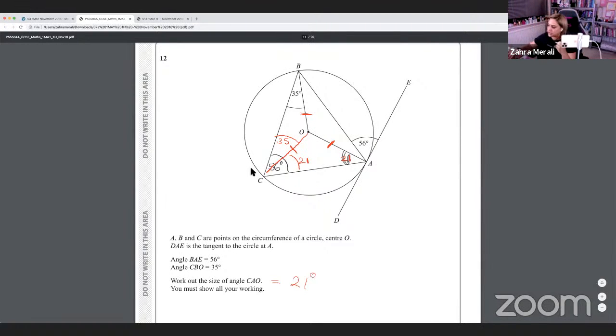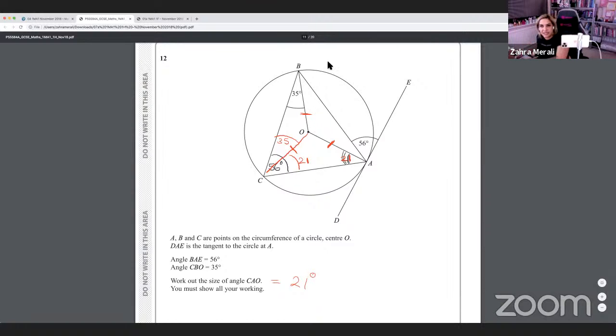You'd have to write out each step and you'd say ACB equals 56, alternate segment theorem. OCB is 35 because of the angles at the base of the isosceles. Therefore, OCA is 21, so CAO is 21.